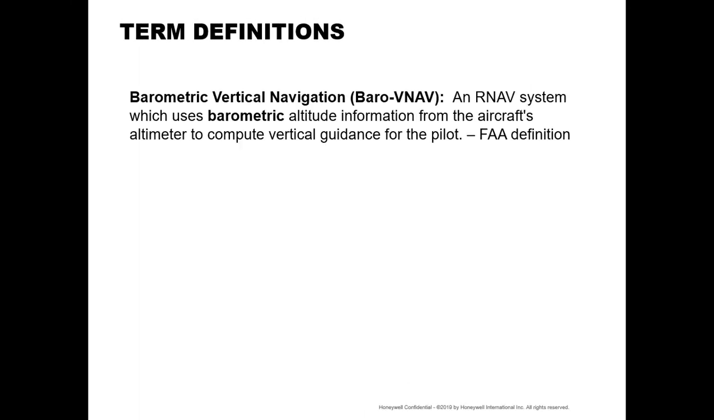Let's review a few key terms. Barometric vertical navigation, or baro VNAV, is defined by the FAA as an RNAV system which uses barometric altitude information from the aircraft's altimeter to compute vertical guidance for the pilot. It is important to note that all Honeywell systems use baro VNAV.